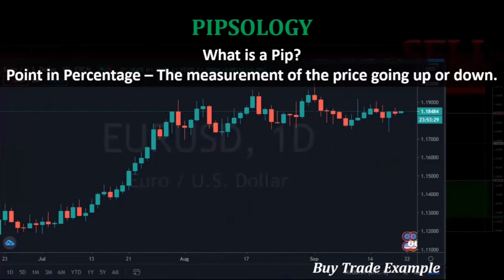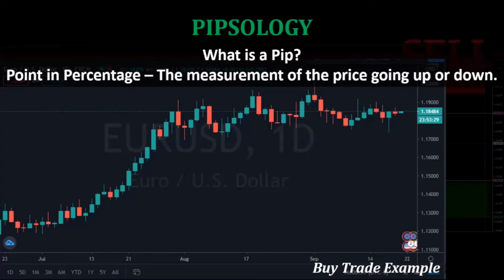This is what you'll see in a program called TradingView. Whenever you see any kind of trader talking about trades and lot sizes, the next thing I want to teach you guys is something called a pip. A pip is what's called a percentage in point. It's the measurement of the price going up and down.